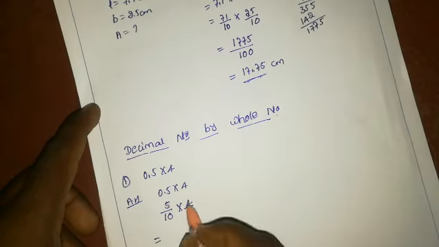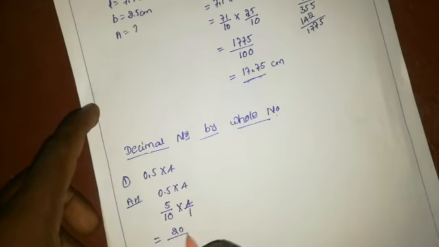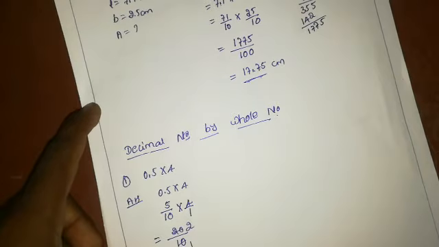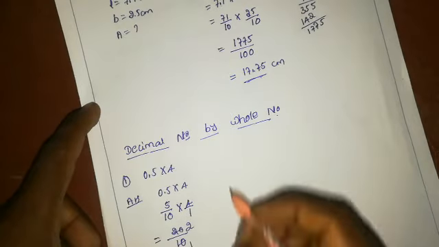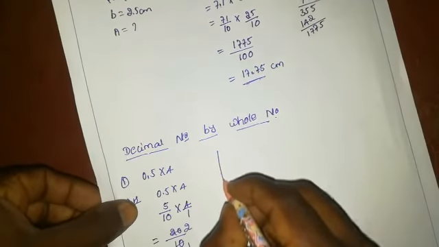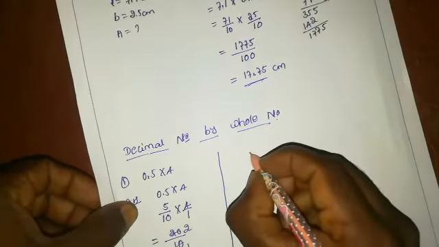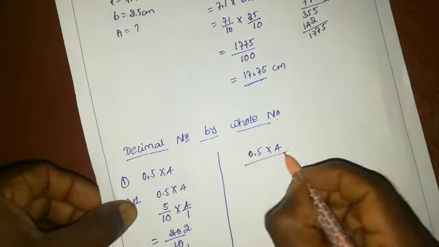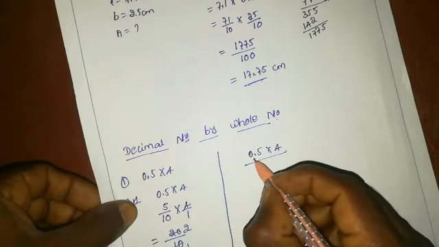5 fours are how much? 20, divided by 10 ones are 10. Now we cancel: 10 ones are 10, 10 twos are 20. We get 2 as the answer. Thus we multiply a decimal by a whole number. Or we have another method, the direct multiplication method, that is 0.5 into 4. You have to multiply the 4 by the 0.5.